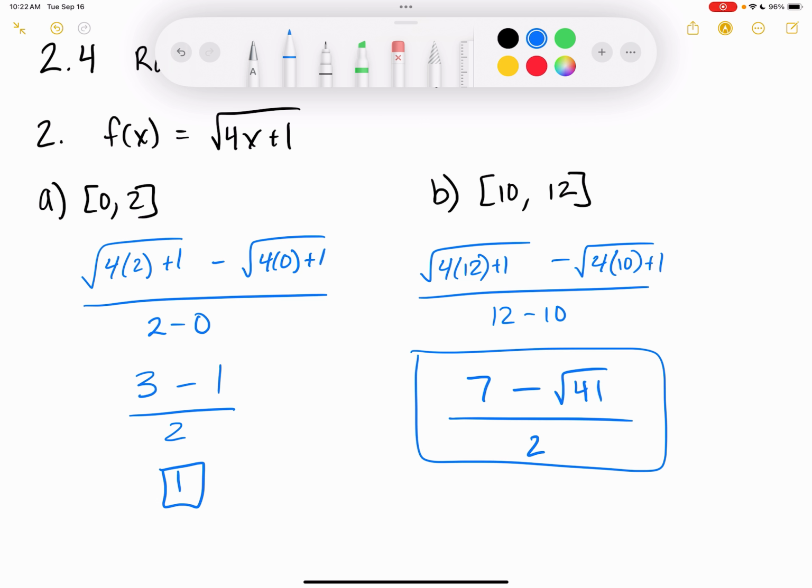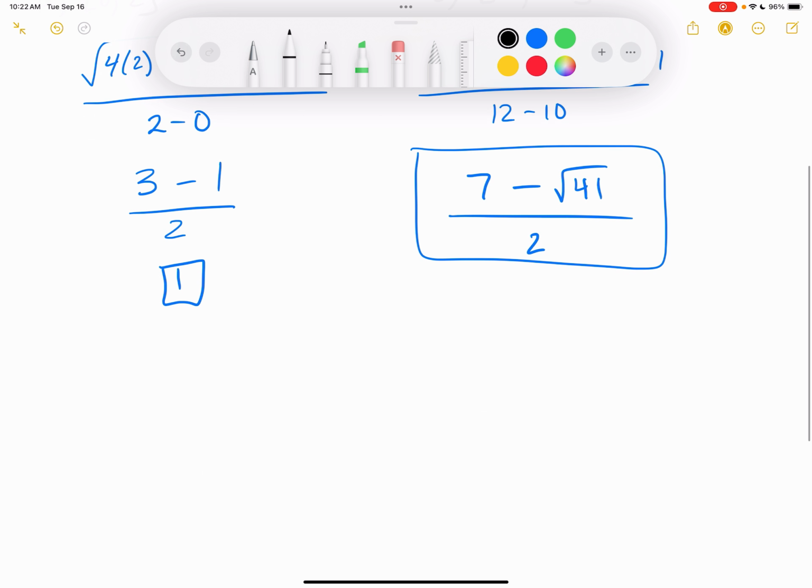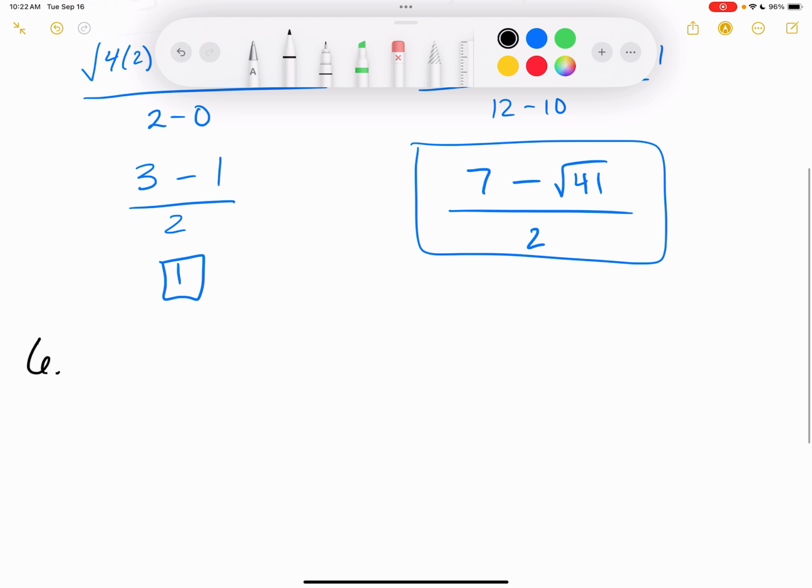Let's look at one with a trig function, number 6. So f of x is equal to 2 plus the cosine of x. And the intervals they're giving us are pretty nice. They're giving us 0 to pi, and then the other one is from negative pi to pi.